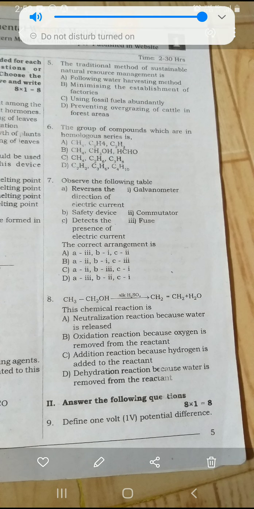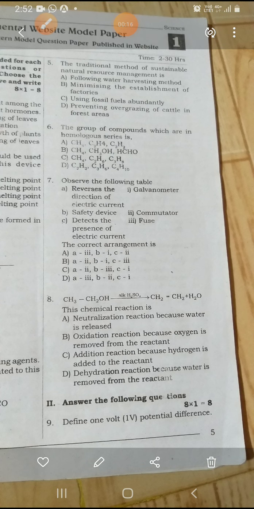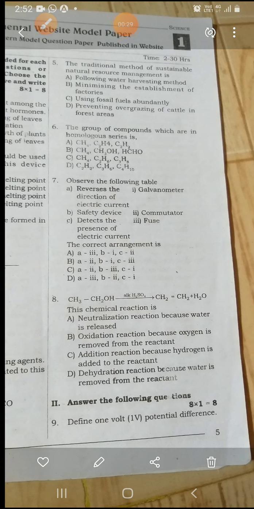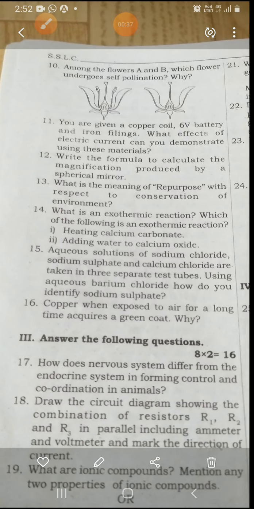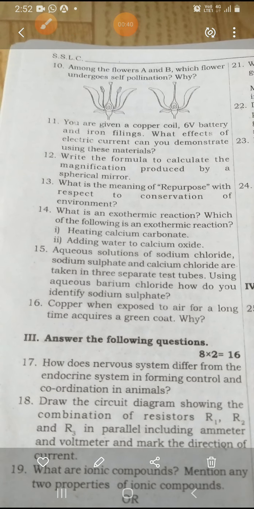Previously, we were discussing the question paper, one model question paper that was sent by the departmental website. In that, we have discussed a few MCQ questions and one 1 mark question, that is, define volt, 1 volt, that is potential difference. In today's class, let's try to see the other 1 mark questions.